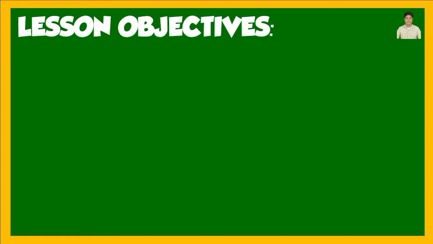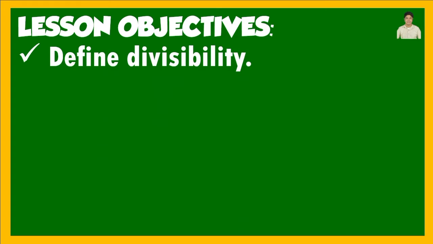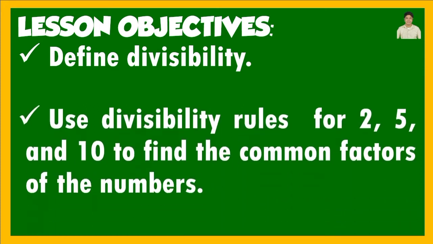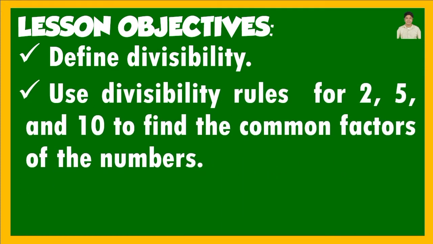To start our discussion, let us have our lesson objectives. First and foremost, we have to define what is divisibility. Before we discuss the rules of divisibility, we should know first the meaning of divisibility. And then after that, we will be discussing how to use divisibility rules for 2, 5, and 10 to find the common factors of the numbers.